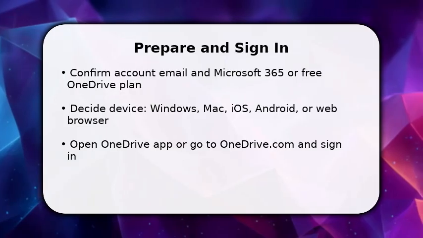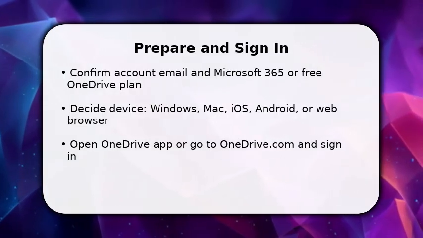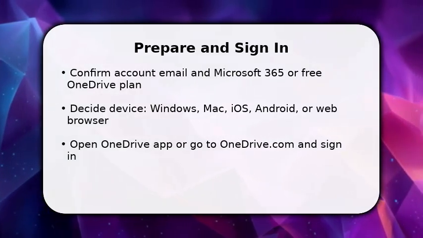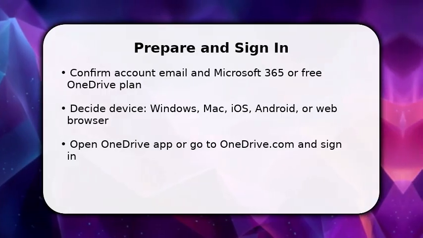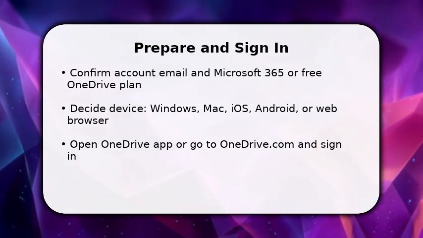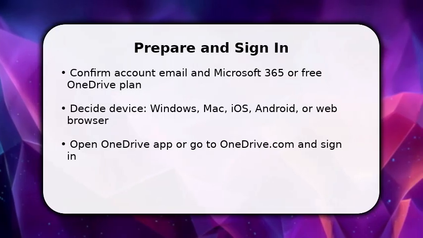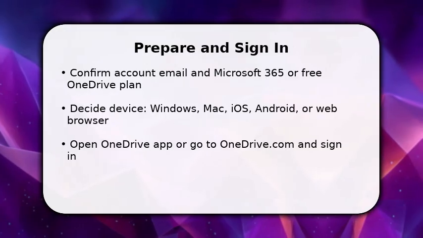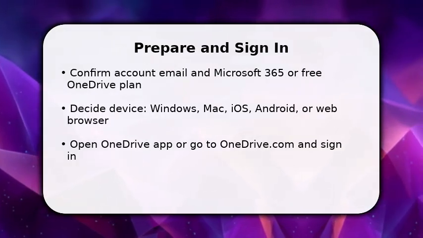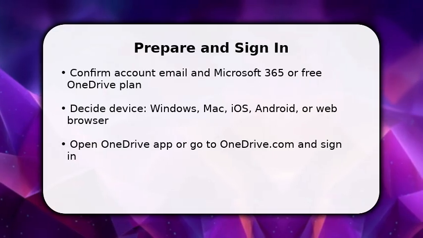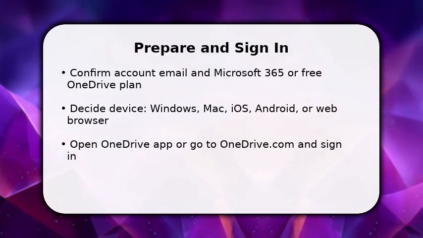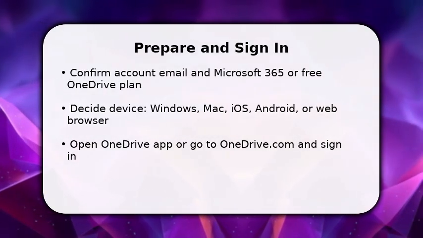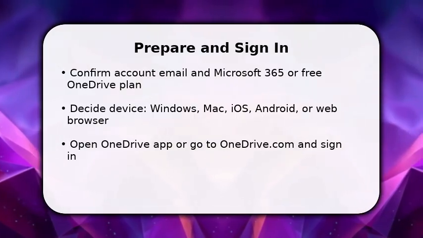You'll start by signing in so you can access files immediately. First, confirm which Microsoft account holds your files and pick your device. Once signed in on the OneDrive app or website, make sure sync is enabled. On Windows, check the OneDrive cloud icon. On Mac, check the menu bar. If you haven't installed the app, do that now. Once done, navigate to the OneDrive folder or web interface and locate the folders you want to retrieve.